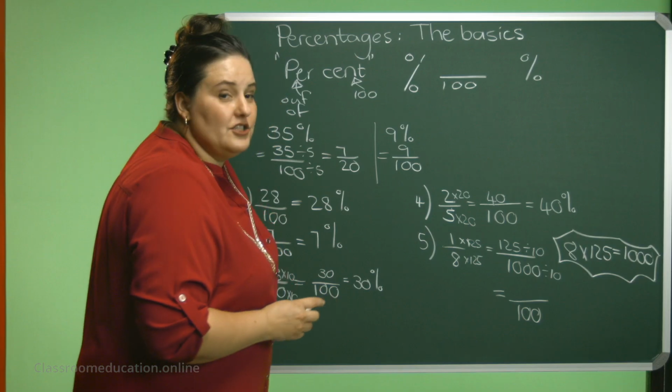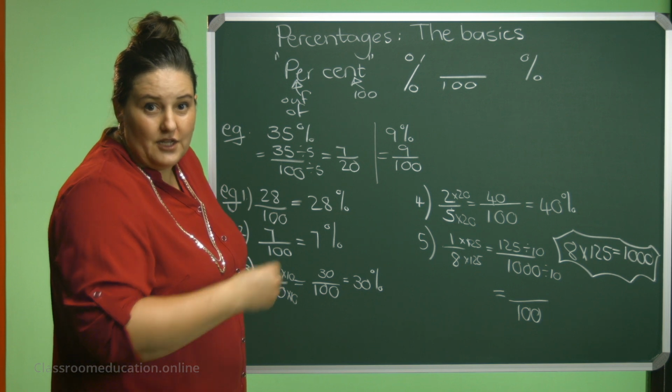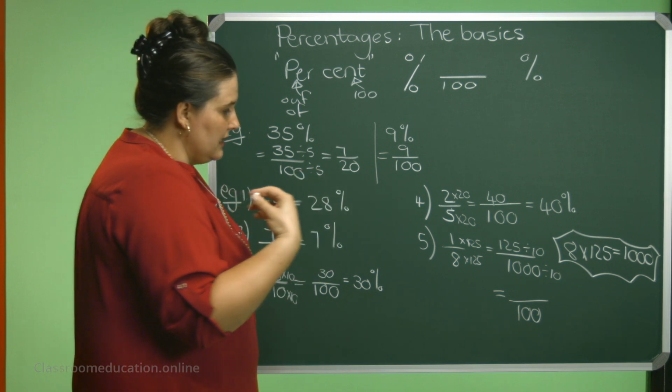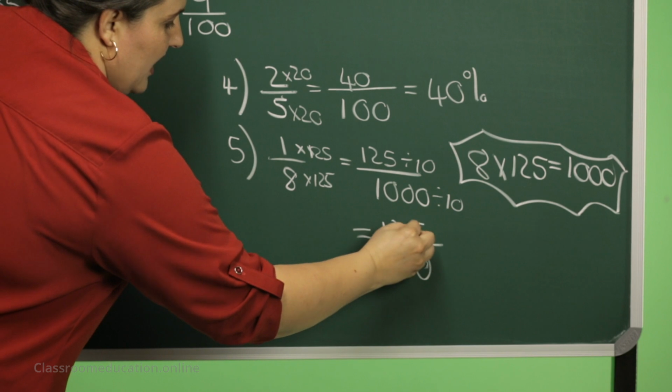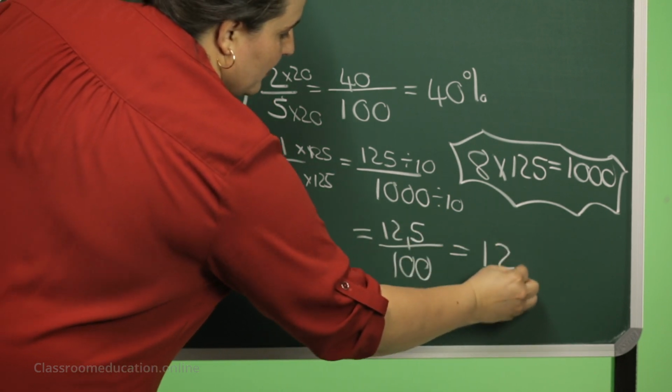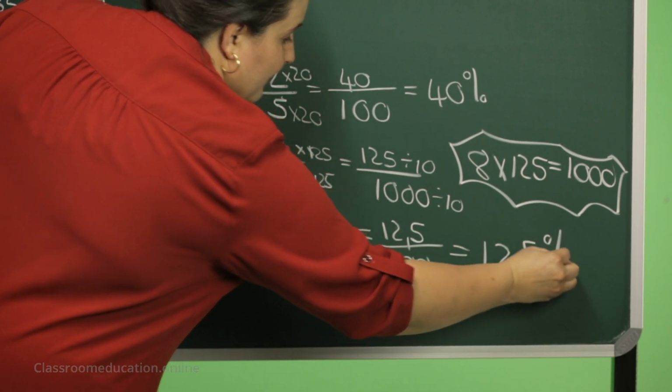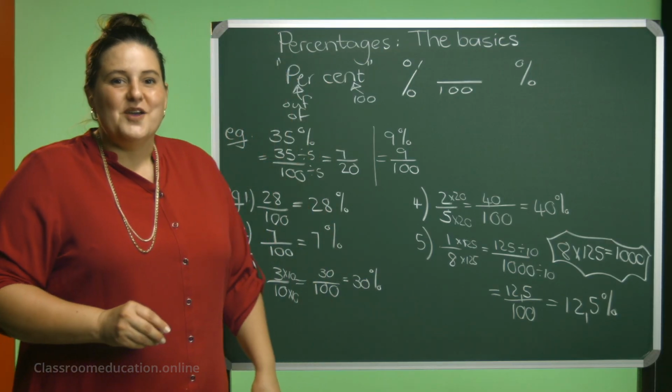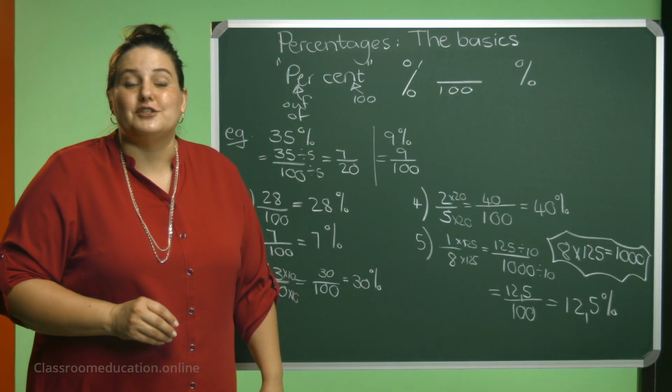And now 125 divided by 10, you can move the comma one space. It will be 12,5, and I will end up with 12,5%.